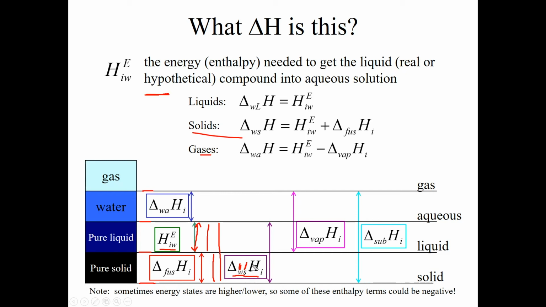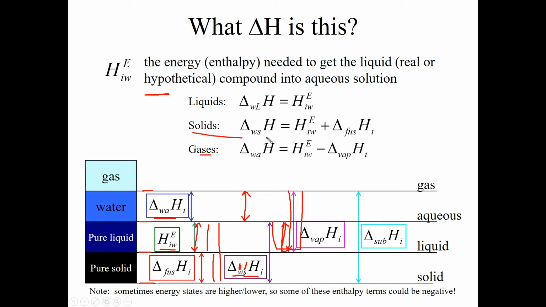Now, if the compound is a gas, then here is the energy required to dissolve the gas in water, right? And that would be a combination of the energy required to dissolve the pure liquid minus the energy that you get back when you condense the gas. So you're starting here, you're condensing the gas, and then you're dissolving it in water. And so the net of those two is right here, which is what we're calling delta H, water to air.